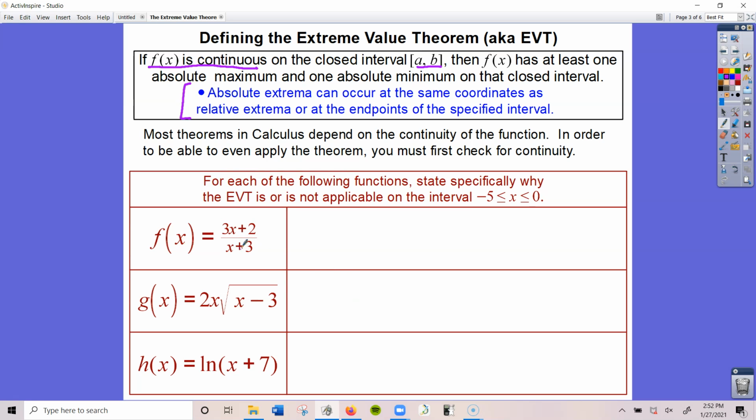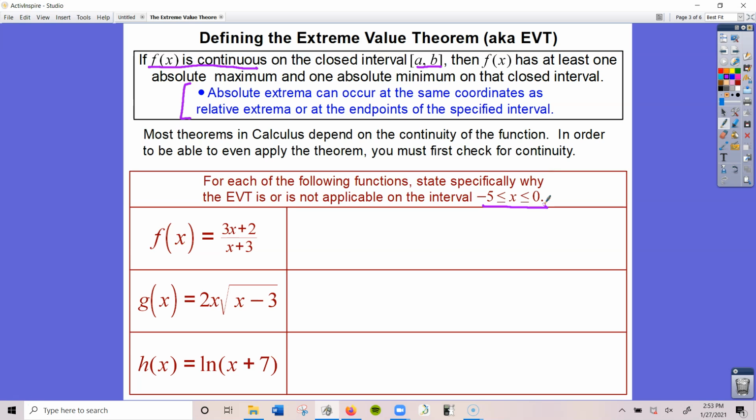So first we're going to determine is EVT even applicable for these particular functions? And we are given this interval here that is defined. Most of the time for questions like this, especially if it is an FRQ, you are not always told if the function is continuous or not. So you have to be able to determine if the function is continuous. So we have to keep in mind those rules of continuity for each of these functions.